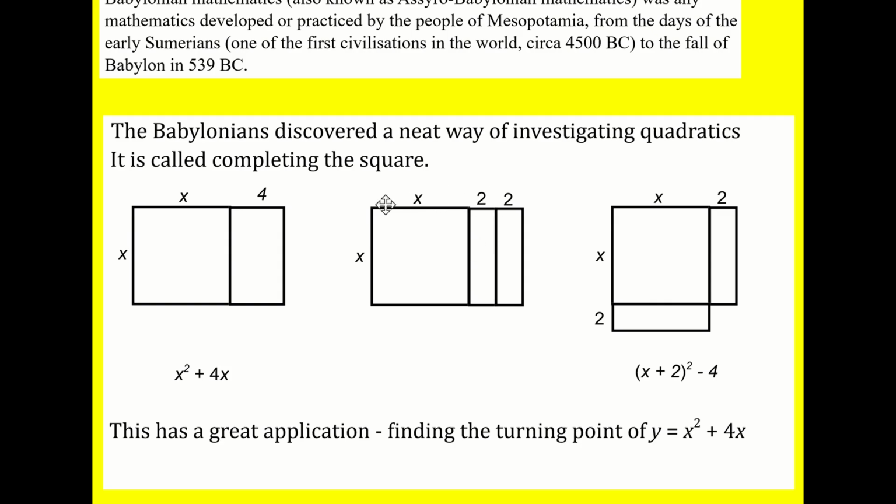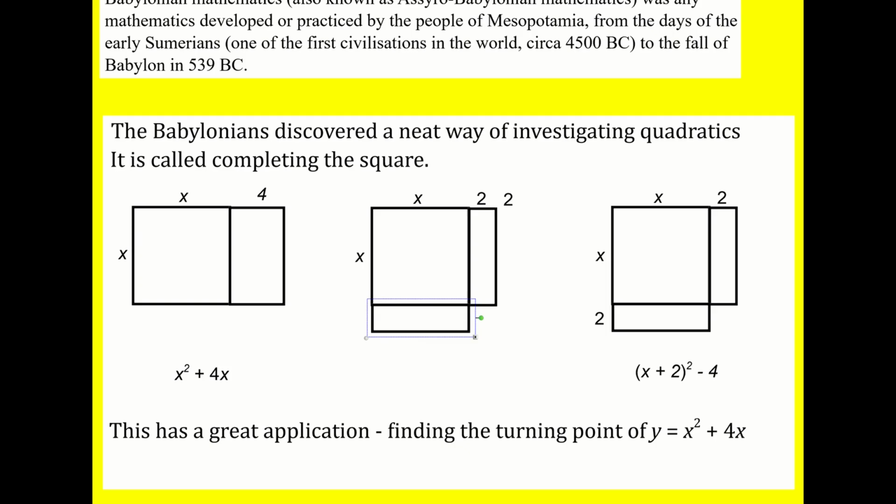I could split that 4 into 2 and 2, and I've got exactly the same area here. And then I could do something pretty neat. I could take this rectangle and move it, turn it, and put it right down here. And what I end up with is a shape that's now x plus 2 in length, and it's x plus 2 in height, because remember, this was 2, and I turned it, so that is also 2, so I've added it there.